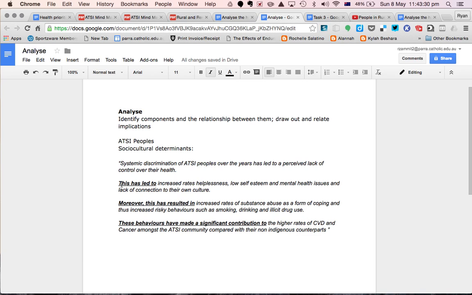So not only has this person drawn out implications, they've actually related the implications as well. And the implications link back to these components. So that's analysis, and that's what we really want you to be able to do.